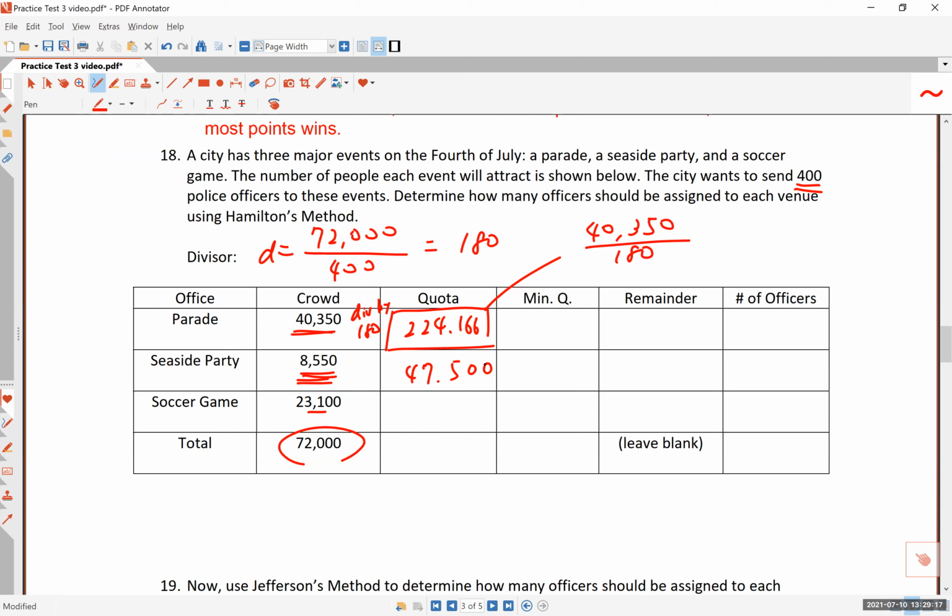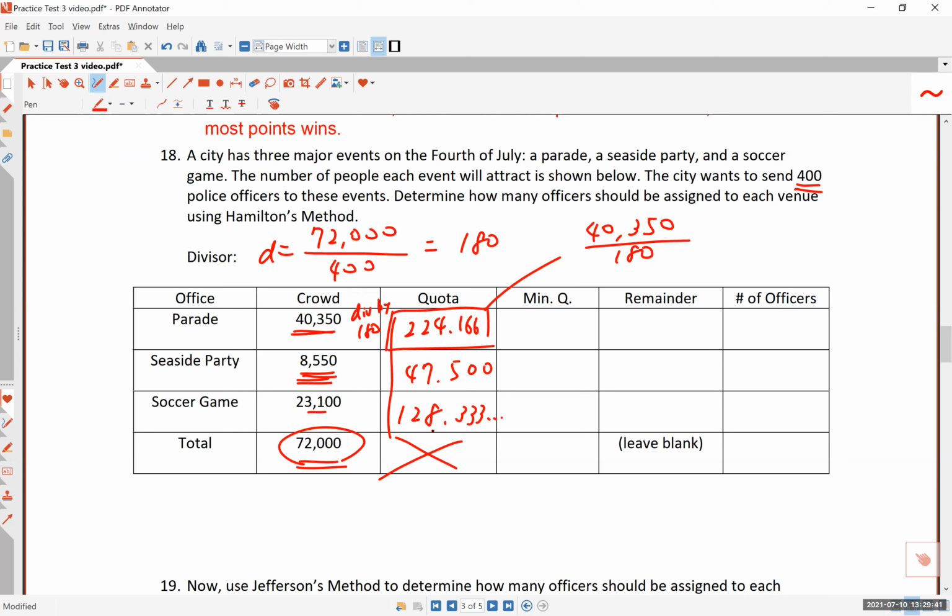Let's go ahead and write 500. 23,100 divided by 180 is 128.333. And then of course, this you don't have to worry about. This divided by 180 will be 400. And that is the sum of all of these numbers also. But that doesn't really mean anything, so you don't have to fill this part.